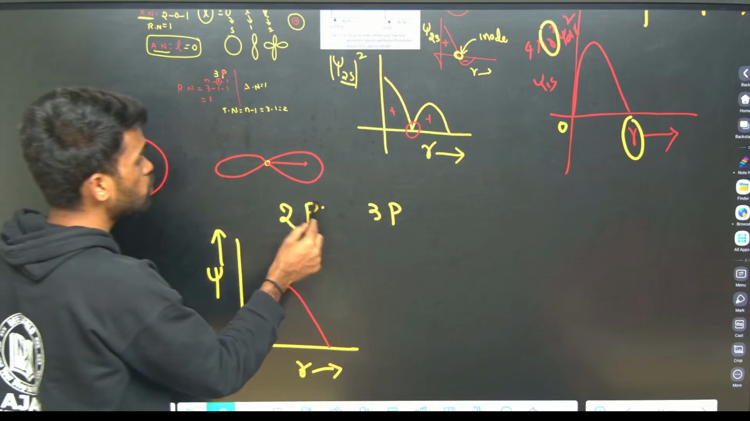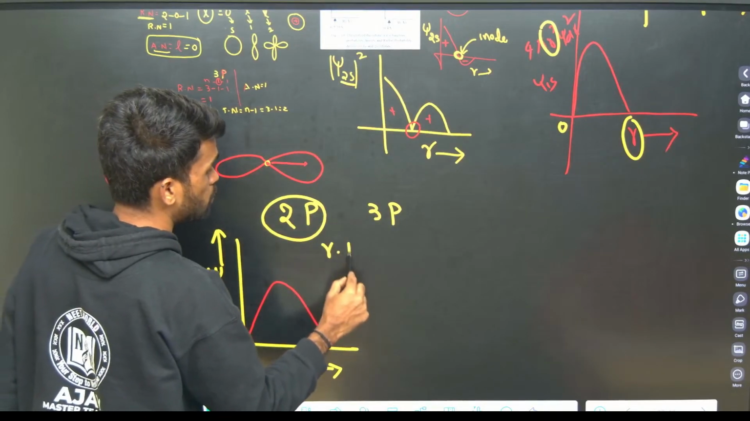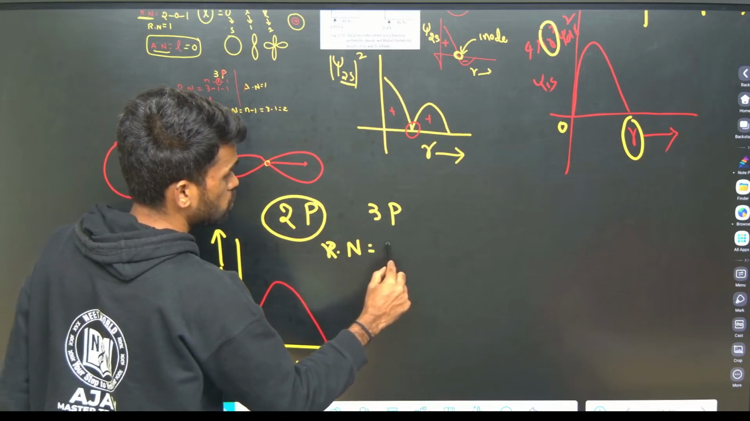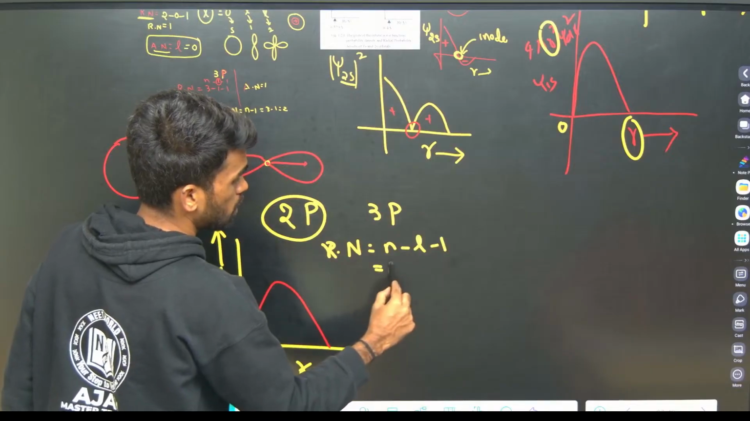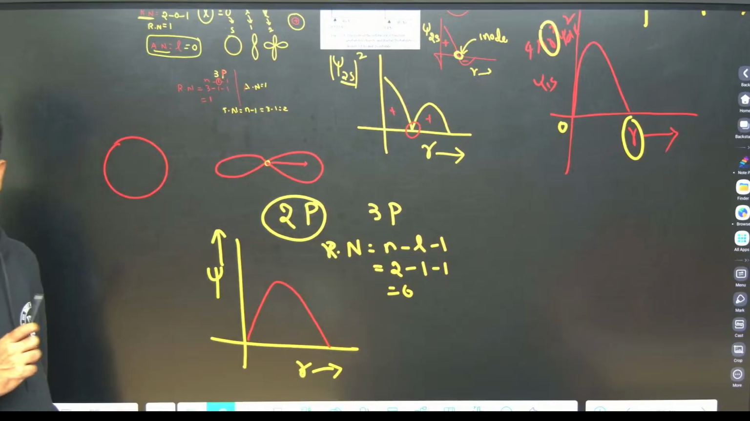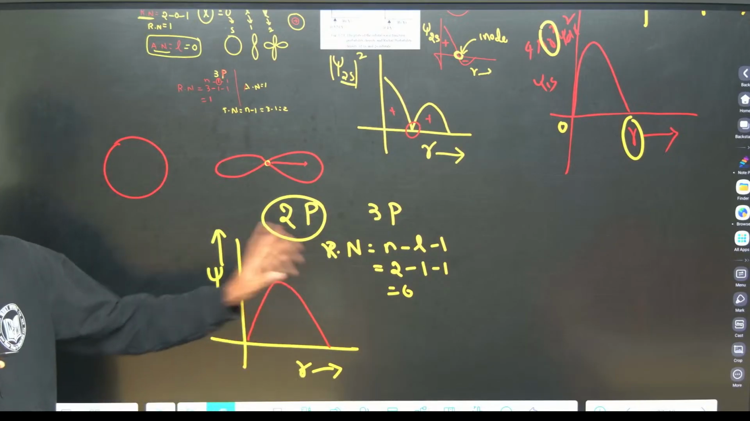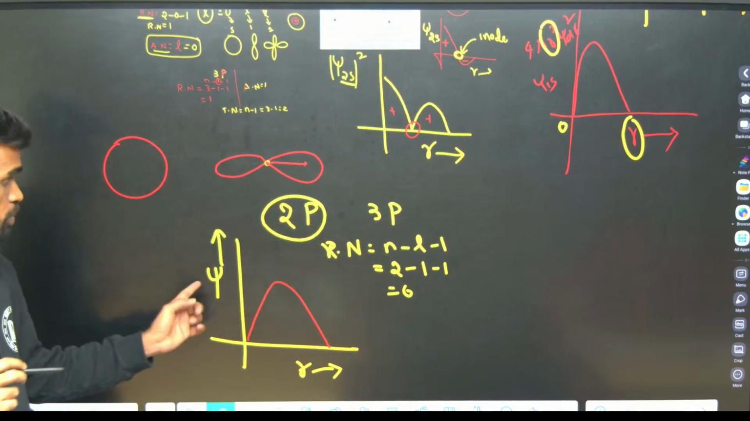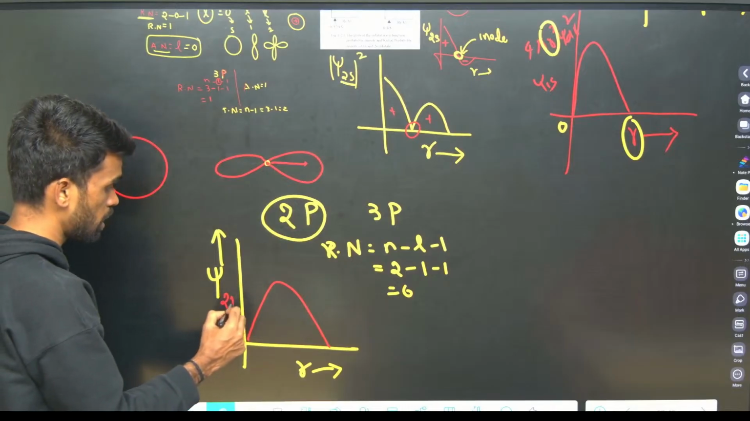Okay. So for 2p, how many radial nodes are possible? Radial nodes is n minus l minus 1. How many? 2 minus 1 minus 1, 0, right? So 0 radial nodes. This represents what? 2p orbital, like psi 2p orbital.